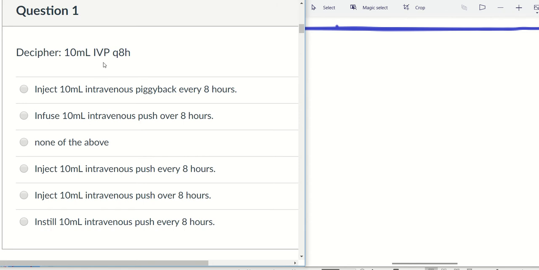All right, IVP, what is the verb? No, it's not piggyback, it's push. Push, so it's going to be inject. SIGs? Yeah. Lowercase? All lowercase? Yeah. Okay. So, inject 10 mLs, intravenous push. Is it every 8 hours or over 8 hours? Every 8 hours. So make sure you find the correct one. So P is for push, not piggyback. So that one would have thrown you off.